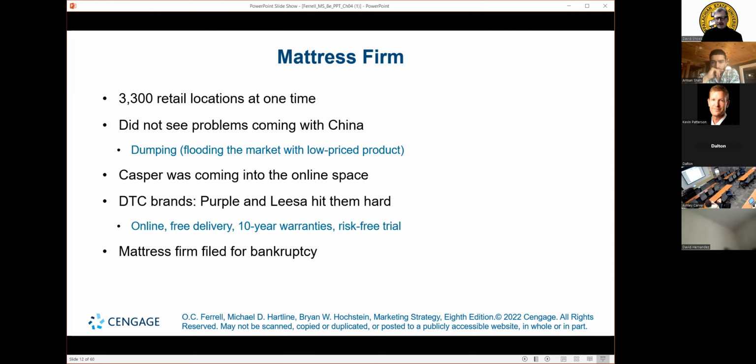A classic and sad example is a company called Mattress Firm. That was their name. They had 3,300 retail locations in the United States and did not see what was coming from overseas, notably China and the dumping of lesser priced mattresses. You also had direct-to-consumer brands such as Purple and Lisa, and they came on with such incredible things like 10-year warranties, which almost is superfluous. 10 years. I mean, who's going to stick around for that long? Well, unfortunately, Mattress Firm did not match them. And ultimately what happened was they went out of business.